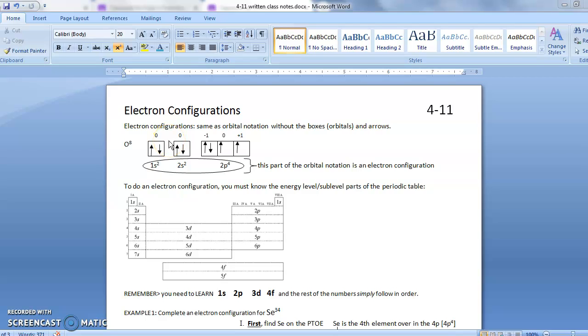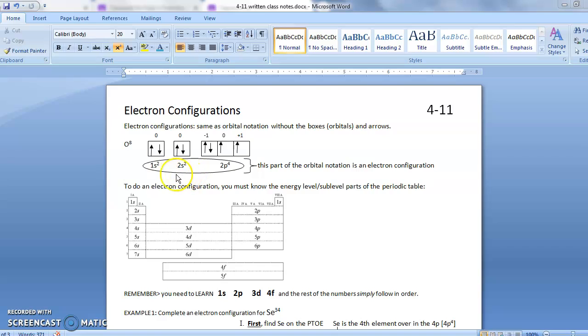Now, chemists tend to be a little bit lazy. After a while, they get tired of drawing boxes or lines and arrows and putting in the orbital notations, putting in the numbers above the boxes and the numbers below the boxes. Again, the superscripts tell you how many electrons there are in each of those sublevels. So this little 2 right here is telling us there's 2 electrons in that box. This 2 is telling us there's 2 electrons in that box. This 4 is telling us there's 4 total electrons in all of those 3 boxes added up.